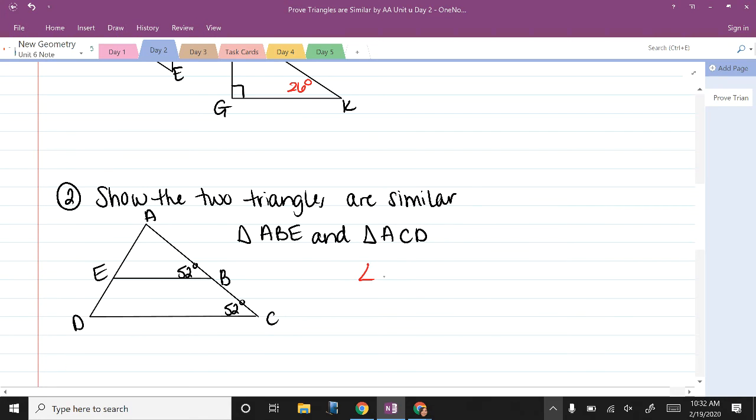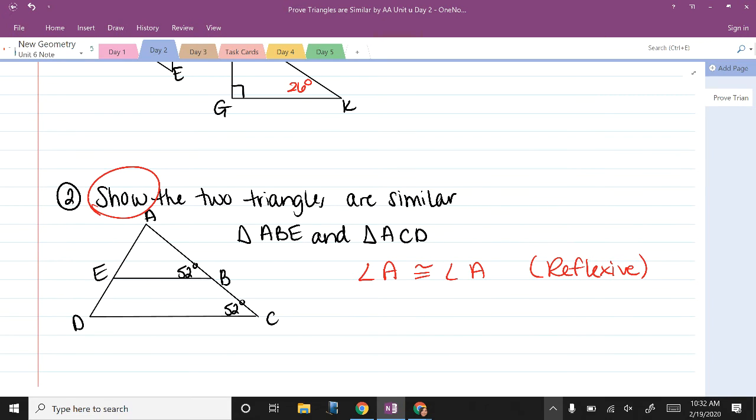So I could say that angle A, it says show, don't it? So show is basically tell why you know. It's not necessarily a proof. So if it says show, then you just tell why you know it. So angle A is congruent to itself. And if you want to use a property, that's reflexive. So now I have angle B and angle C are congruent. Angle A and angle A are congruent.